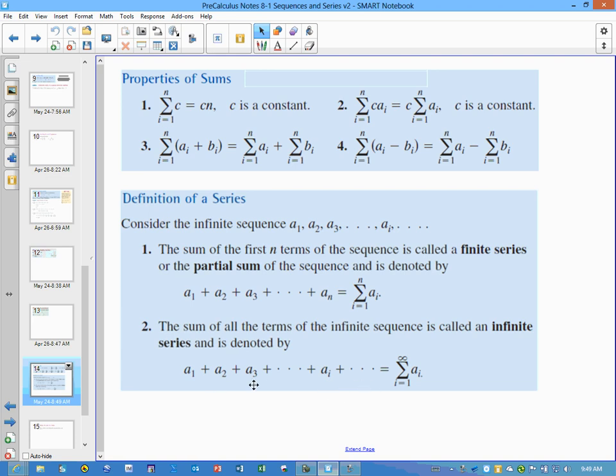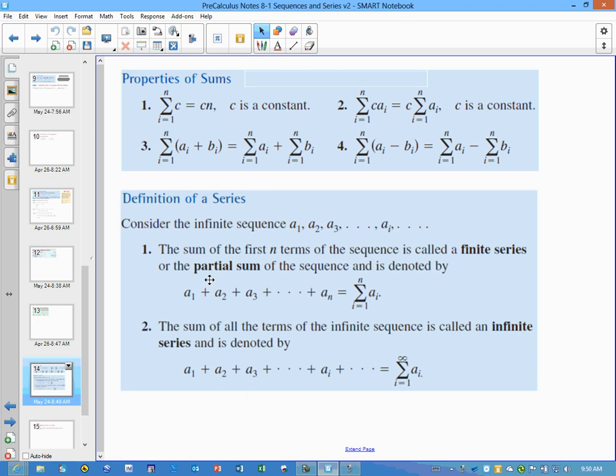And in order for this to have a sum, we're going to need the terms to get smaller and smaller as we go along. Otherwise, it's not going to have a sum. It will blow up to infinity itself. So it is possible in mathematics to add an infinite number of terms and get a finite number as long as your terms are converging, as we say, to a limit.